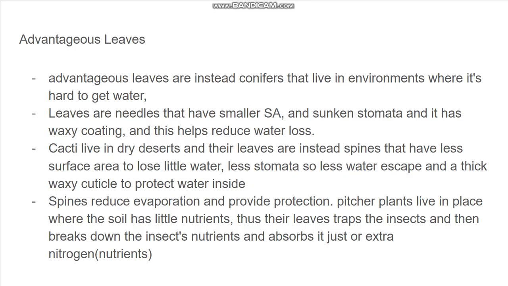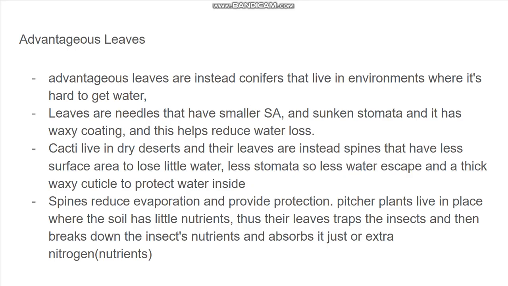So pitcher plants live in a place where the soil has little nutrients. Thus, their leaves trap the insects and then break down the insect's nutrients and absorb them, just for extra nitrogen, which is basically nutrients.